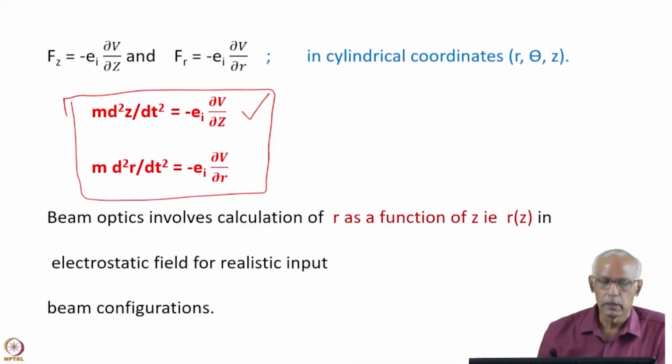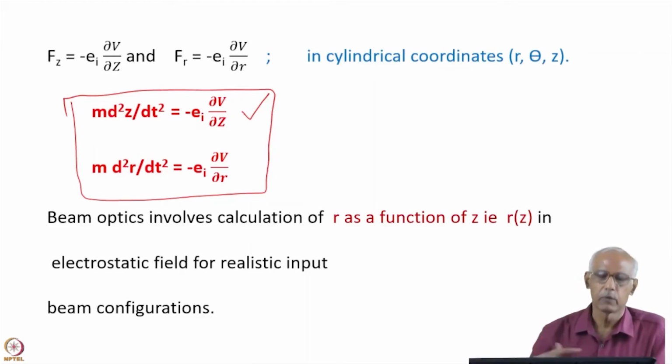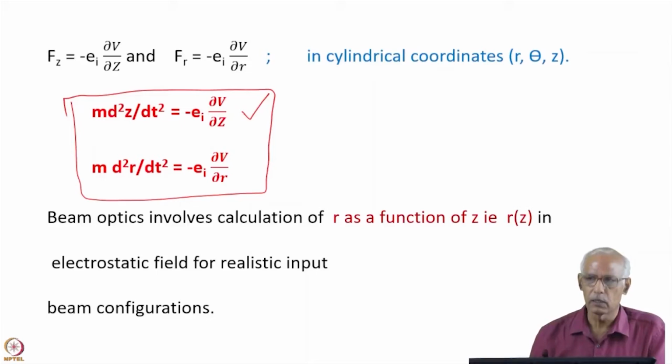So in a nutshell, beam optics involves calculation of r as a function of z, r(z), in an electrostatic field which you have calculated using either Poisson's equation in the case of high current, or the Laplace equation when the current is very small. As I mentioned earlier, when the currents are pretty high, the beam does not behave like a particle alone, it behaves like a collective of particles. You will see later on that they do not behave individually, but in a collective manner, and all the particles are contained in an ellipse rather than a point.